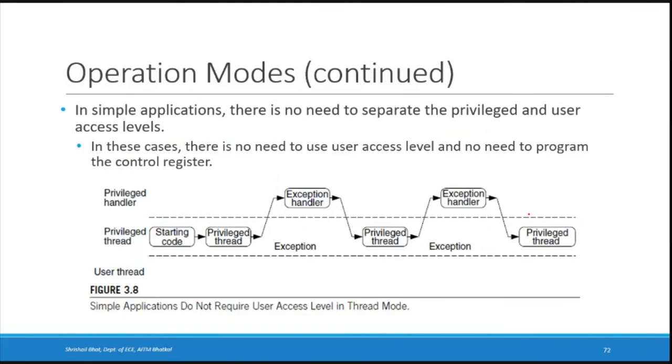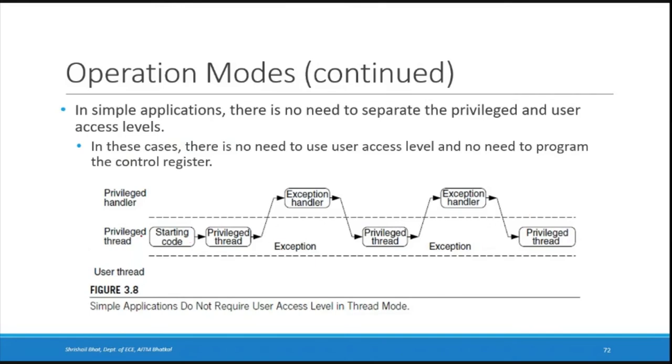And in some cases, in simple applications, we don't need to have the user thread. We can just operate in privileged thread itself. Normally, when you do not suspect any programs to cause problems to the operating system, we do not have that user thread mode. So there is no need to separate the privileged and user access levels in simple applications. Here there is no need to use user access level and no need to program the control register. Control register is programmed just to change the state from privileged thread to user thread. So this simplifies the task.